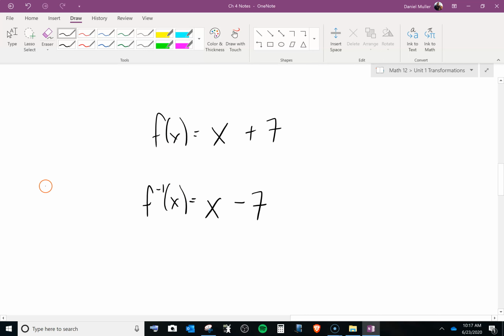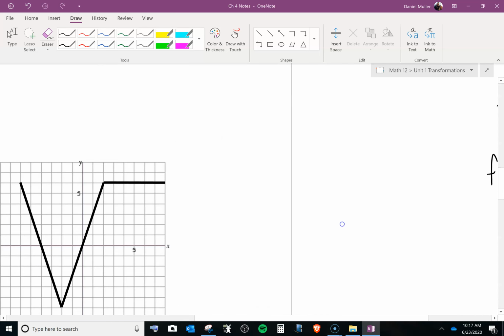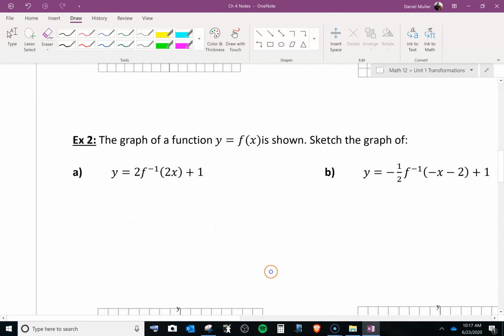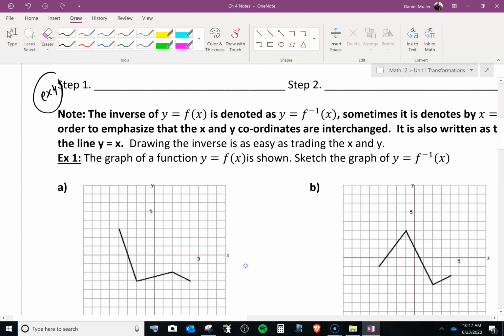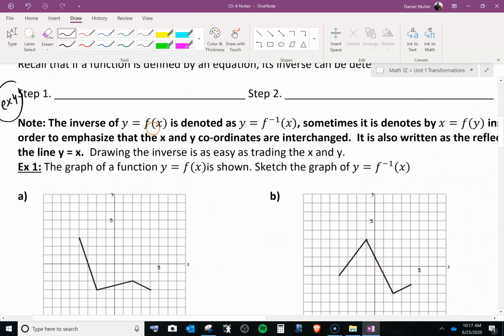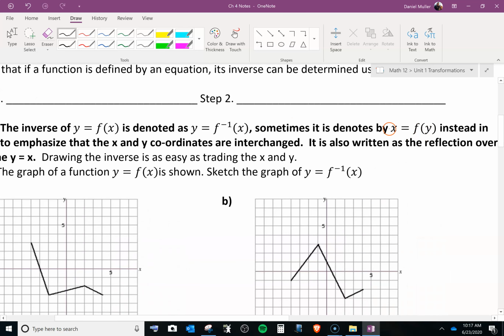To find it, we don't need to know that right now. You'll see that in example 4. But it is helpful here. To find it, we end up swapping the x and the y. So the inverse of f of x is denoted as f to the negative 1 of x. Sometimes we write it as x equals f of y, so that you can put emphasis on the fact that the x and y are switching. Drawing the inverses is as easy as trading the x and the y.